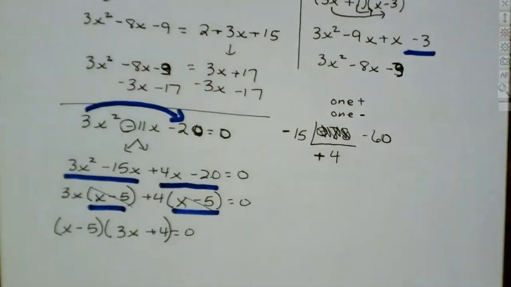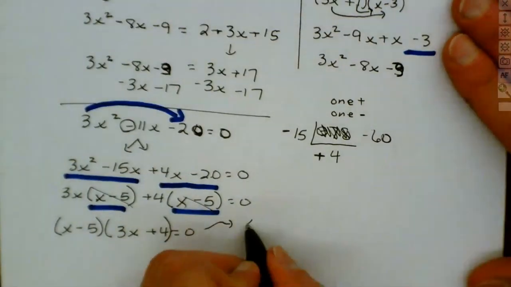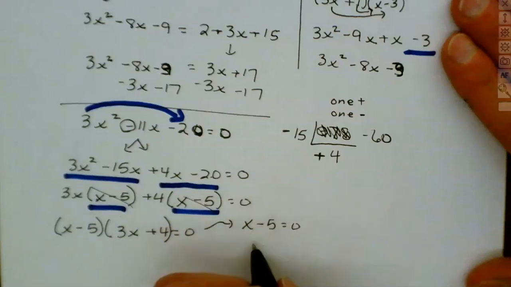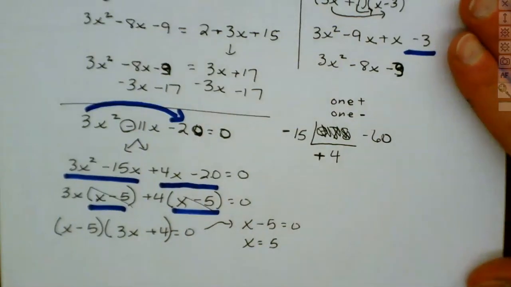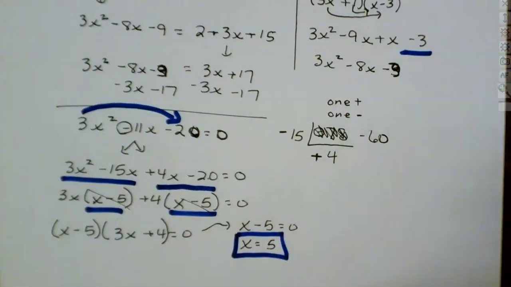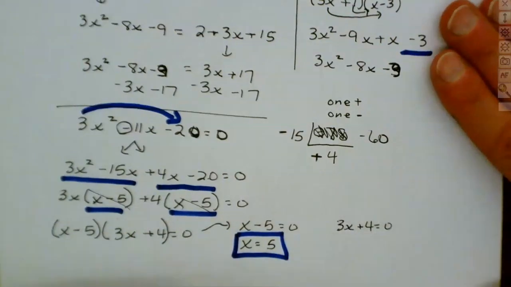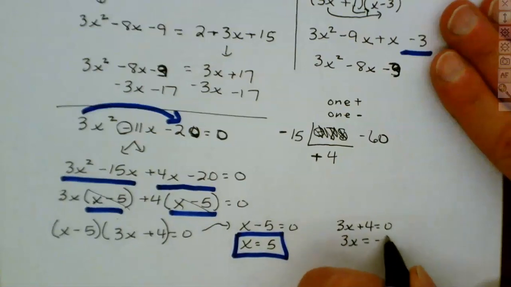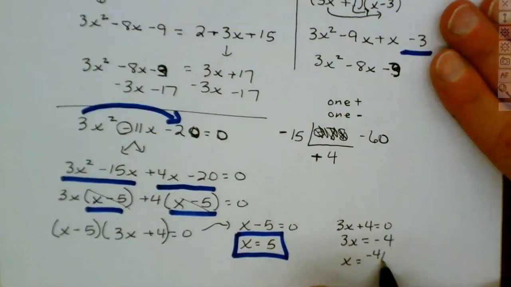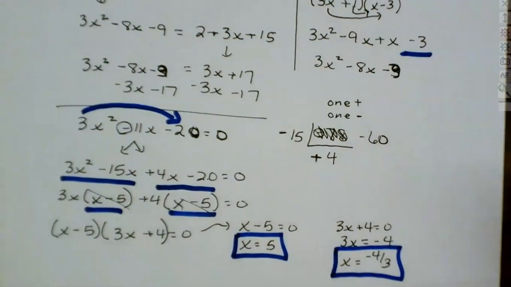Now we've done all the hard work. We have it set to 0. It has been refactored. Now we can get our 2 solutions. So x minus 5 equals 0. Moving that 5 over, one solution is x equals 5. The other one is 3x plus 4 equals 0. So 3x equals negative 4. So x equals now negative 4 thirds. Here's my two solutions.